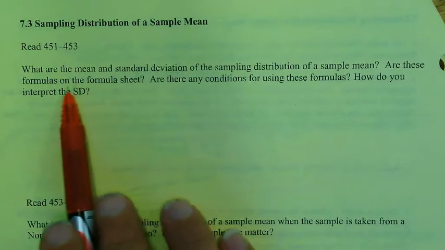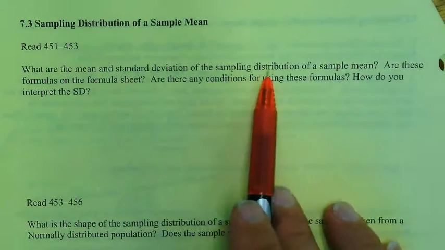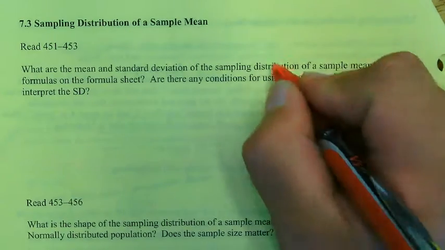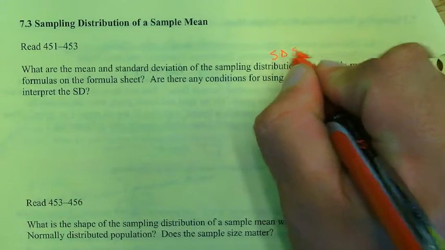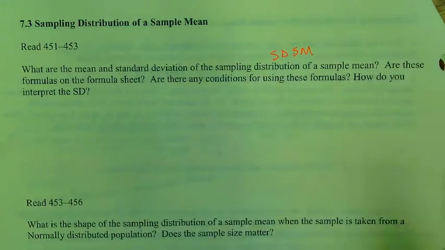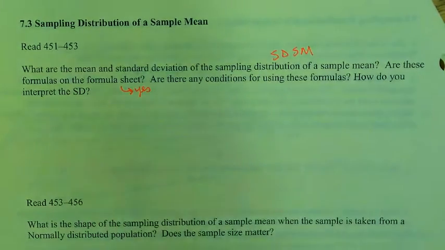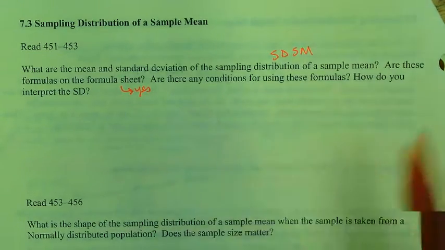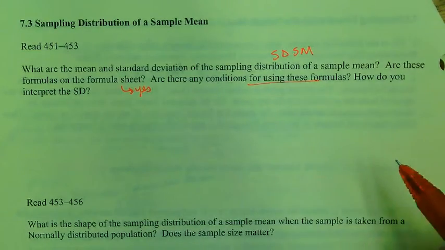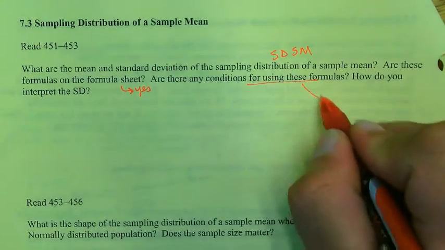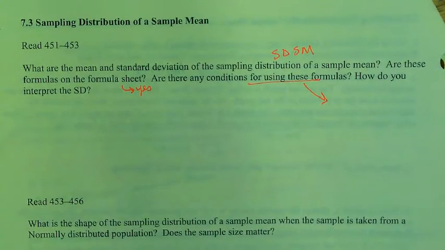Okay, so what are the mean and standard deviation of a sampling distribution of a sample mean? Right, so sampling distribution of sample mean. Are these formulas on the formula sheet? Yes, they are. And are there any conditions for using this formula? Yes, there are.